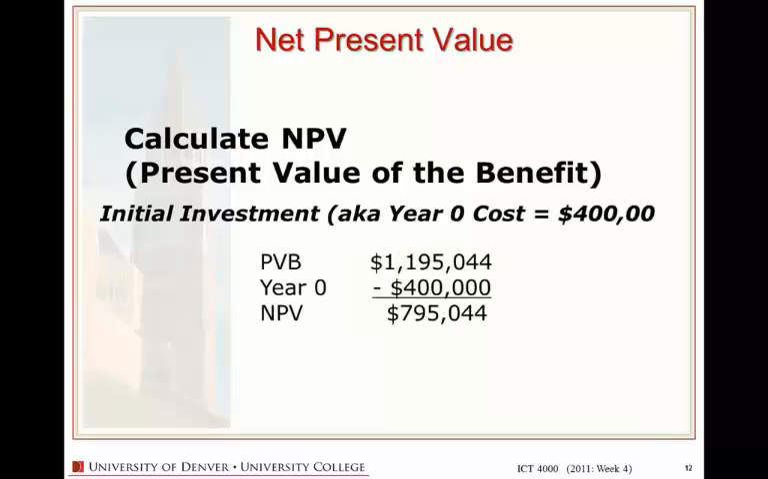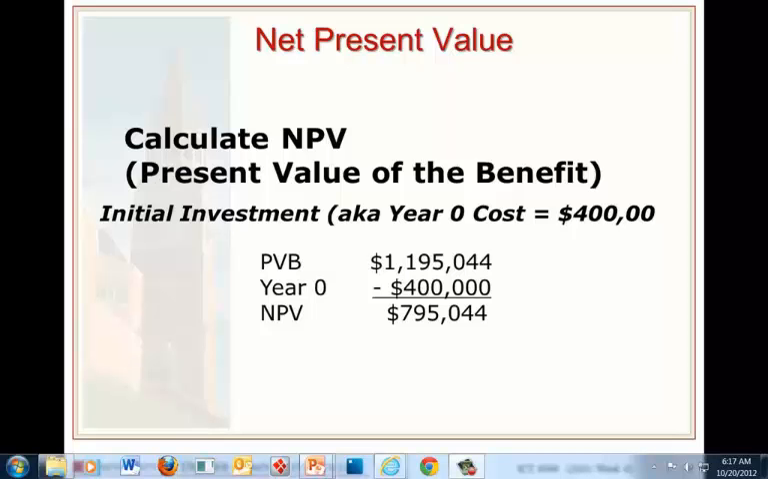To calculate the net present value, you take the present value of the benefit and subtract from that your initial year 0 cost or your initial investment. Year 0 is at the very start of the project, what you need to invest in that. You subtract out your initial investment, in this case $400,000, and you come up with a net present value of $795,044. That is the net present value of your project. That is how much value your particular project adds to the firm expressed in today's dollars.